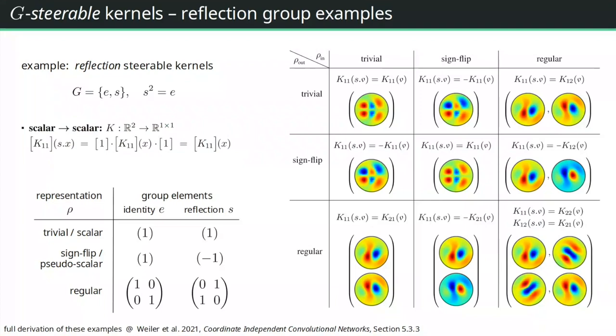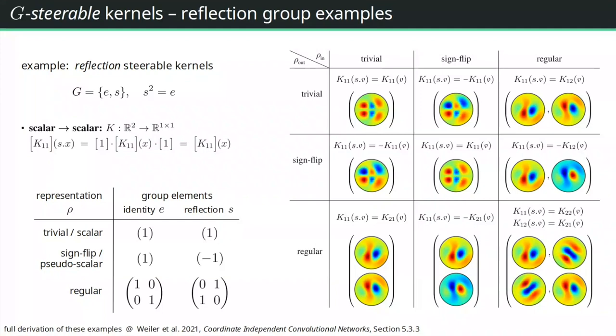We have that for scalar to scalar fields, the reflected kernel, K of Sx, has to be equal to the original kernel, left and right multiplied by one, so we don't do anything, which means that the reflected kernel has to be exactly the same as the original kernel, which just means that the kernel has to be symmetric. And this is what you are seeing in the top left. You have a reflection symmetric kernel, which maps scalar fields to scalar fields.